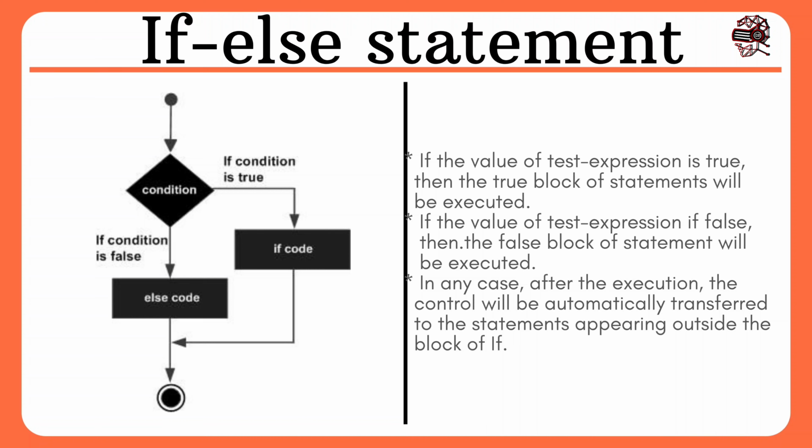Code example. C, #include, int main, int num equals 19, if num less than 10, printf the value is less than 10, else printf the value is greater than 10, return 0. Output: the value is less than 10. In this example, since the condition num less than 10 is true, the true block is executed, and it prints the value is less than 10.